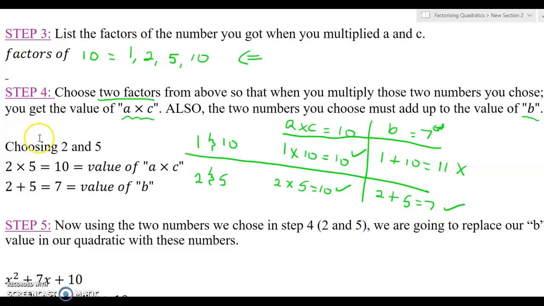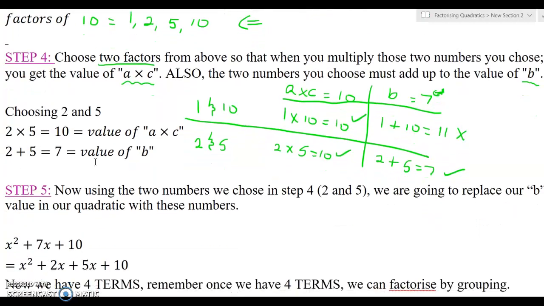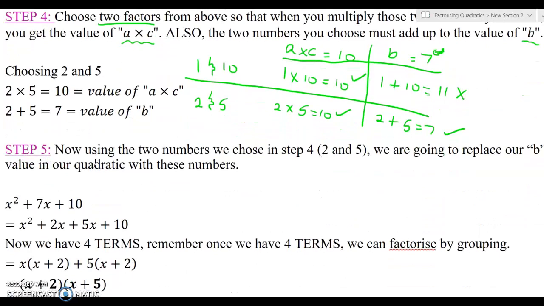So we are choosing 2 and 5 because it works for both cases. When we multiply it, we get the value of A times C, which is 10. And when we add them, we get the value of B, which is 7. Again, I know it's a lot to take in, but don't worry. Now, step 5, which is my last step. So we had the finish line.